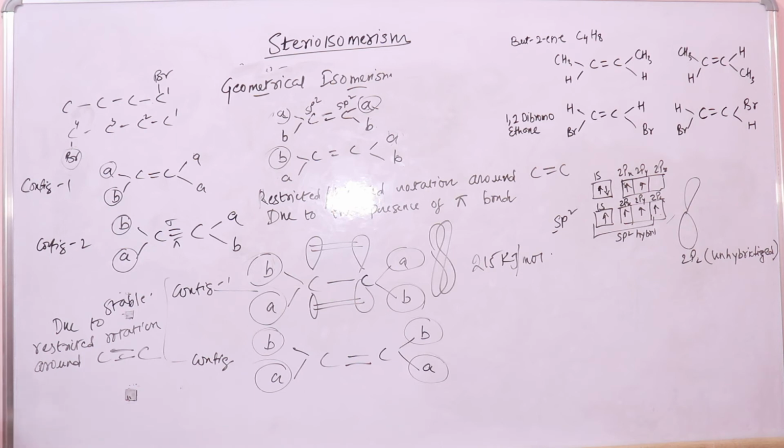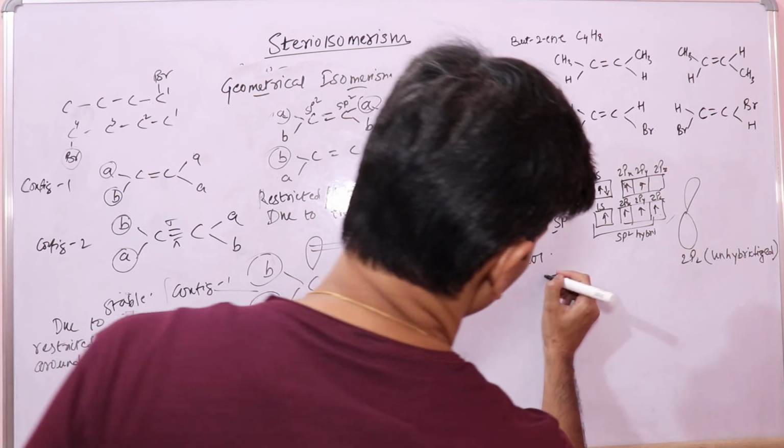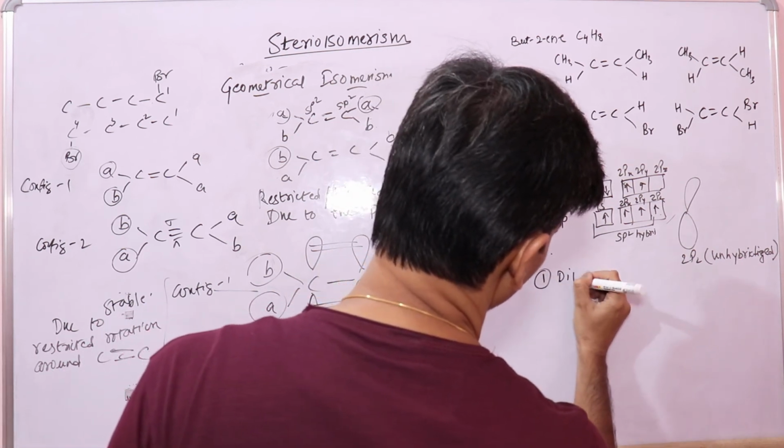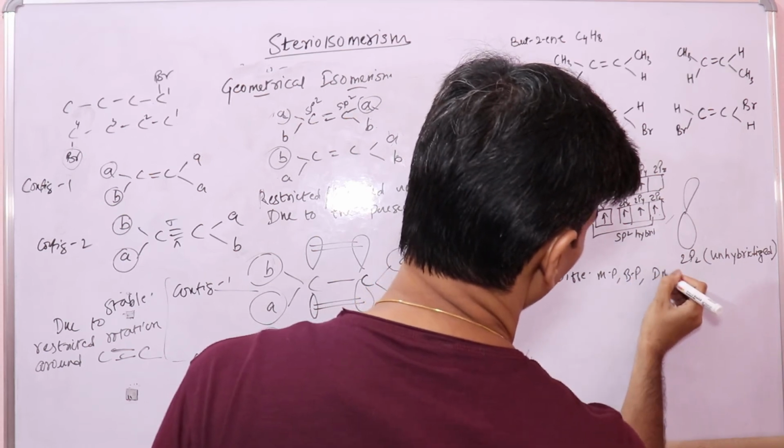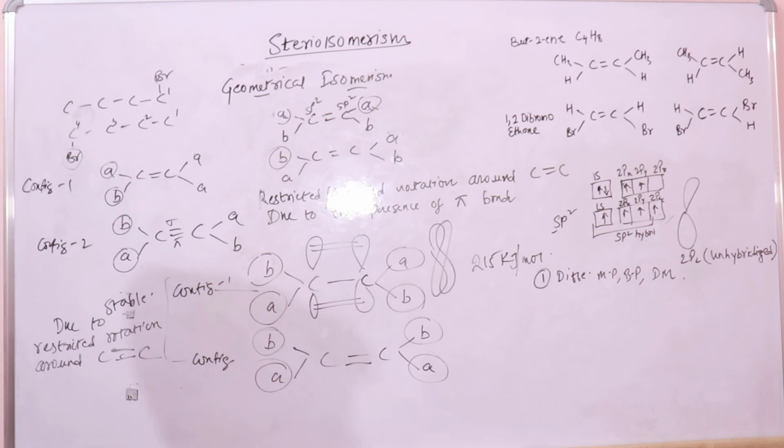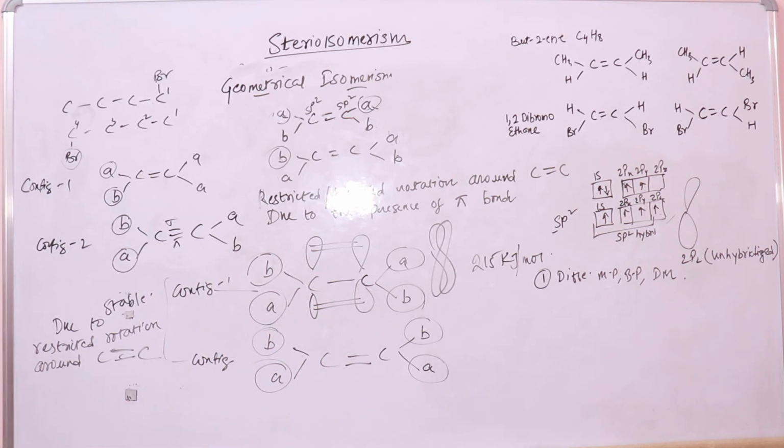So these geometrical isomers possess different melting points, boiling points, and dipole moments. Therefore, they can be separated by ordinary techniques such as fractional distillation and chromatography, because of their different melting and boiling points. Let's take down some points. These geometrical isomers have different melting points, boiling points, and dipole moments, so they can be separated from one another, and they have similar but not identical properties.